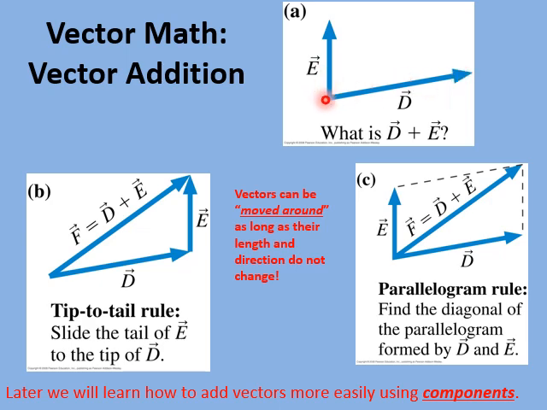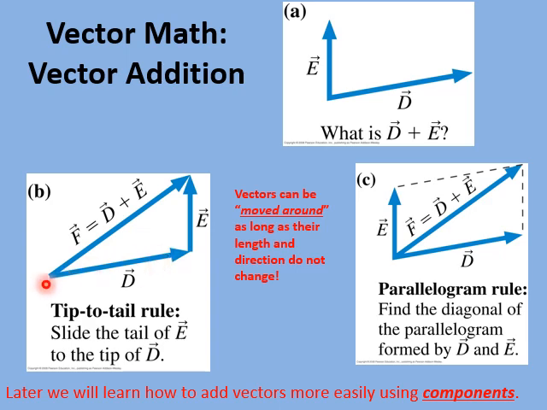So the tail of E, which is down here, we're going to move it over here and place it here. So you can see in this picture here, we've moved E over to the tip of D. So this is why it's called the tip to tail method. Notice that E has exactly the same length up here, and it has exactly the same orientation. It's pointing upward in our picture. So this vector E over here is exactly the same as this vector E here. Okay, that's all we're doing here is moving it around.